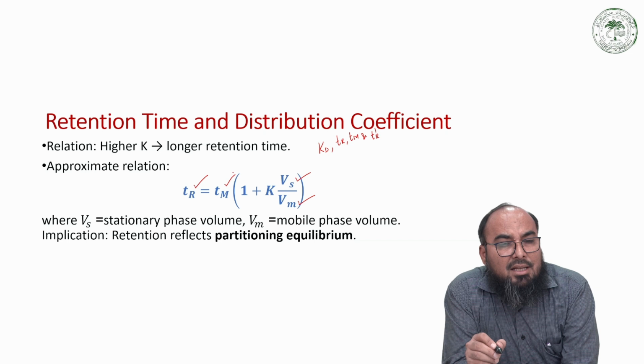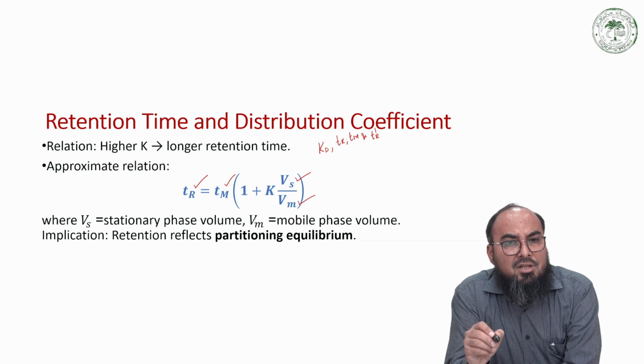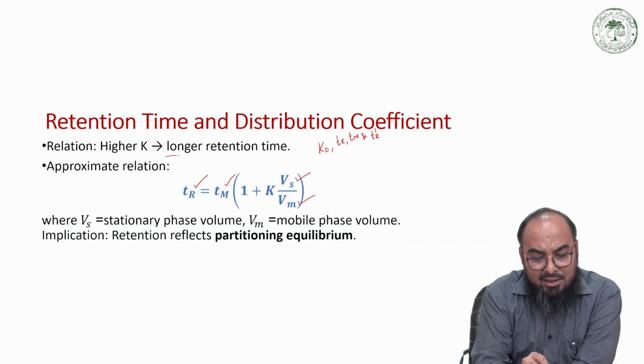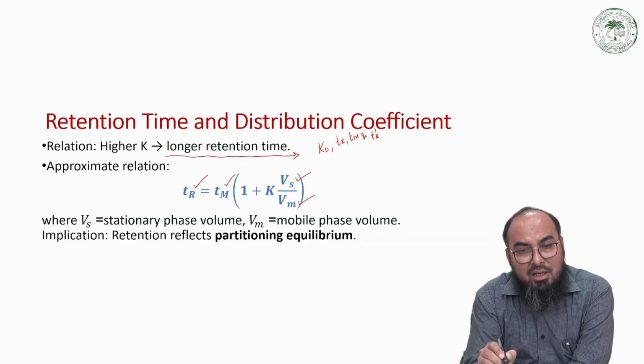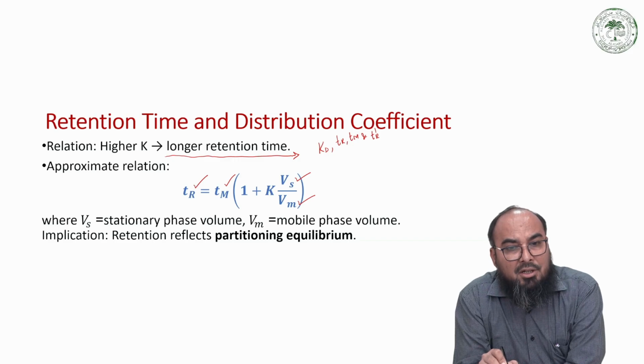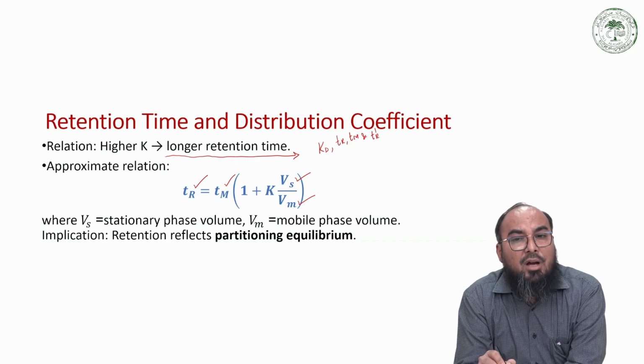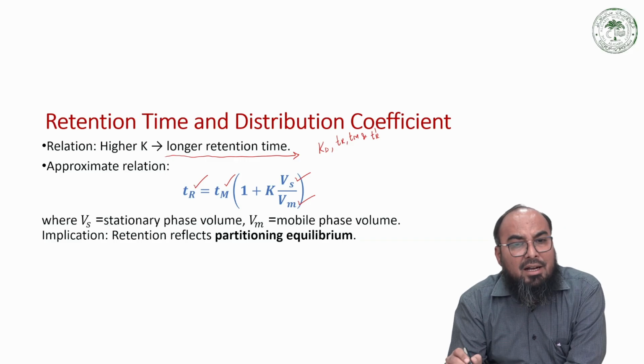So we have already seen that if any substance has a higher K value, higher Kd value, then it means that it has a stronger interaction, and the stronger retention gives you a larger or longer retention time. So this retention reflects the partition equilibrium. That is where the partitioning is going to happen more.